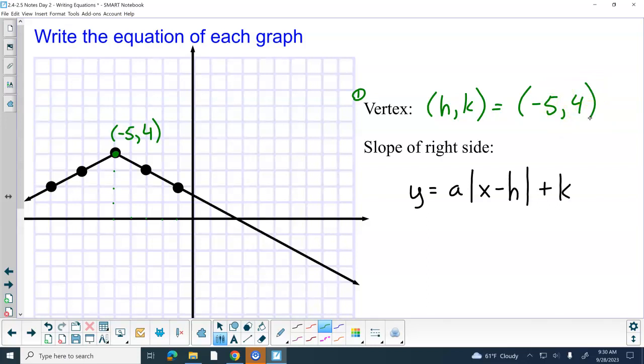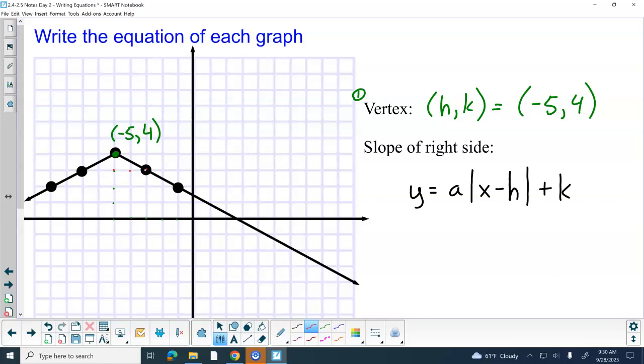Okay? Then we also said that A is the slope of the right side yesterday. So let's find the slope of the right side. Well, to go from this point to that point, I go down 1 and right 2. Down 1, right 2 is what kind of a slope?